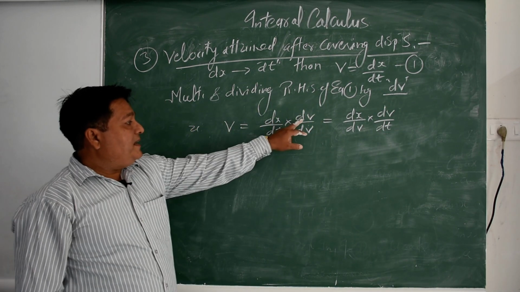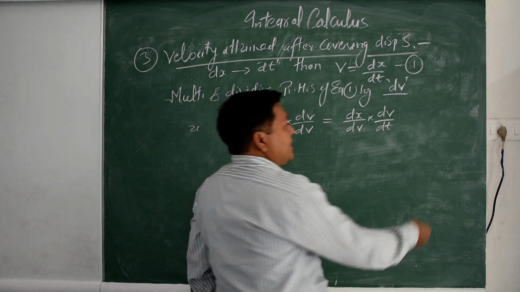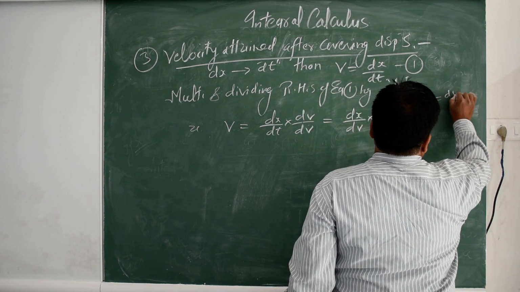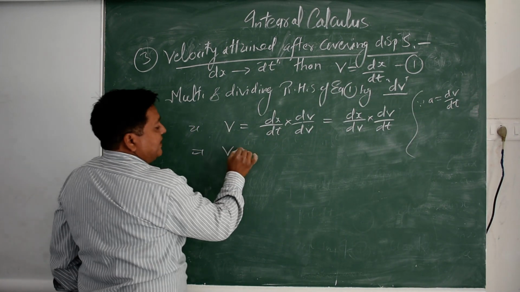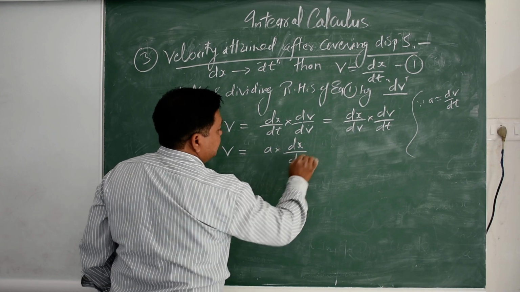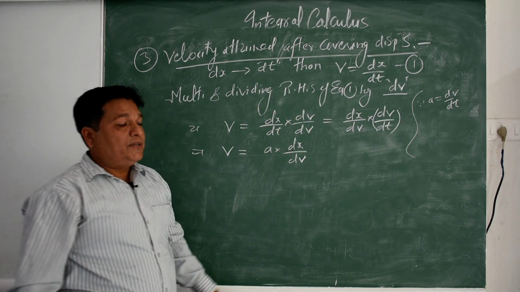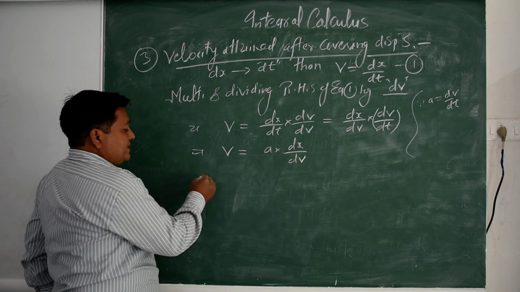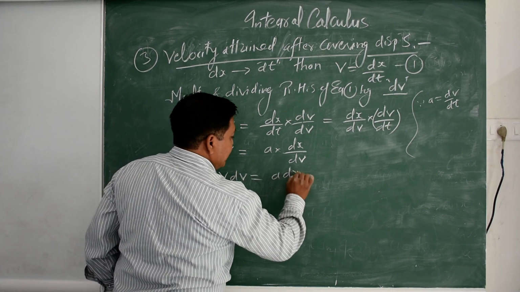Can we write like this? dv upon dt is what actually? Rate of change in velocity with respect to time, that is acceleration. We get this result as v is equal to a into dx by dv. In place of dv by dt we can put a, acceleration, so a into dx by dv. Cross multiplying this term, v dv is equal to a into dx.